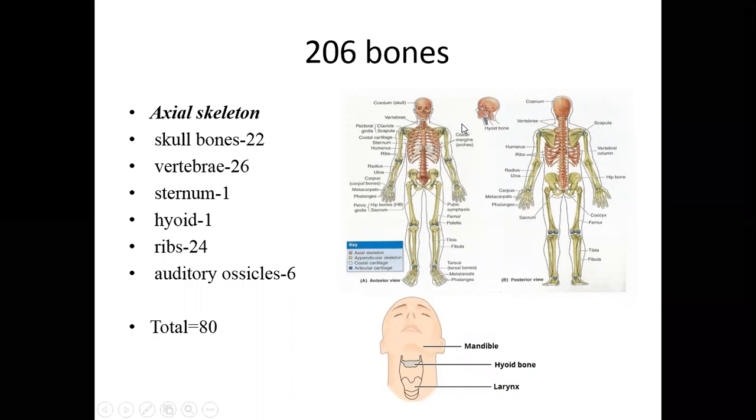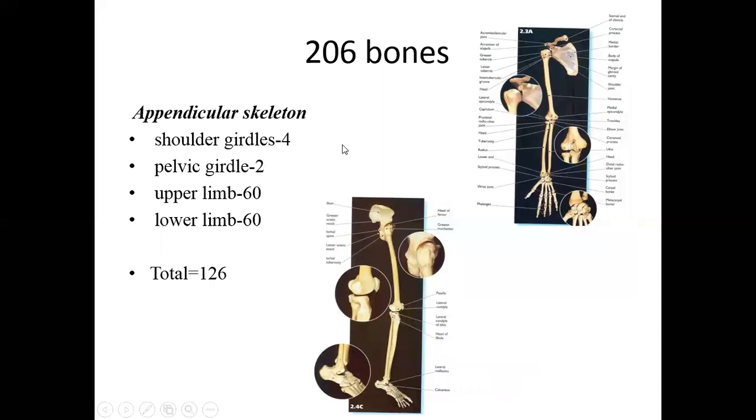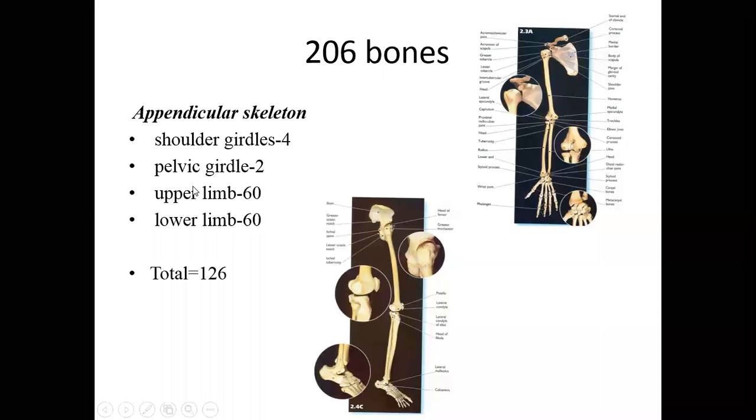Auditory ossicles. These are the bones which are seen inside the skull, in the inner ear. One side you have 3, so altogether 6. So altogether the total number is 80. Coming to appendicular skeleton. Appendicular skeleton includes shoulder girdle, pelvic girdle, upper limb bones, lower limb bones.